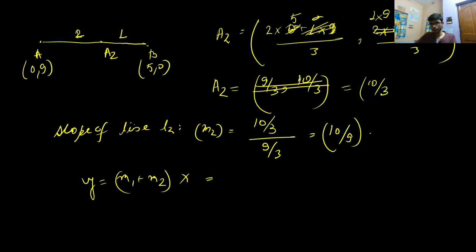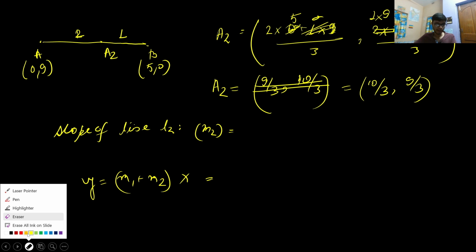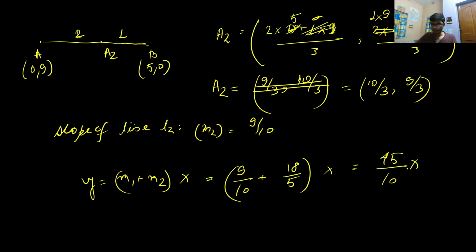So this will be equal to (10 by 3, 9 by 3), and from here the slope will be equal to, this particular value is wrong, the slope is equal to 9 by 10. Okay, the slope is equal to 9 by 10. So from here the equation of the line will be y equal to 9 by 10 plus 18 by 5 into x. So what I can do, I can write this by multiplying the second fraction by 2 on both sides, 36 plus 9, that will be equal to 45 by 10 into x.